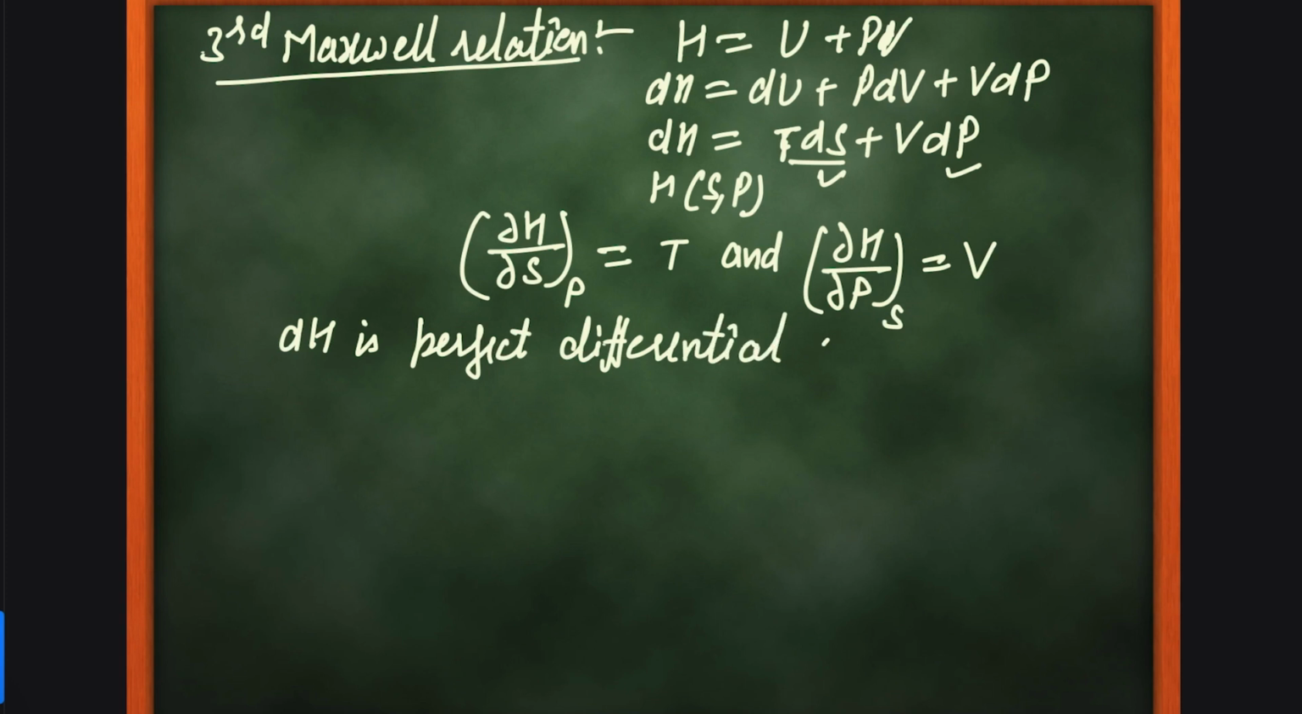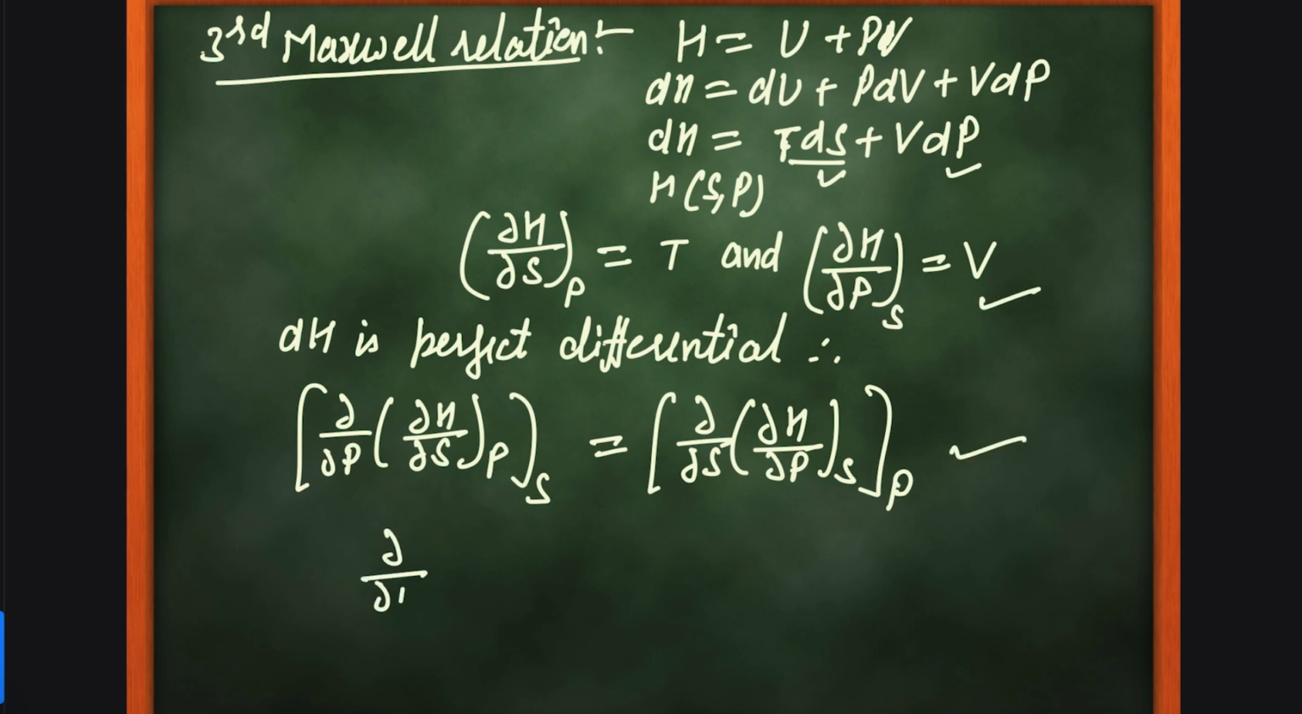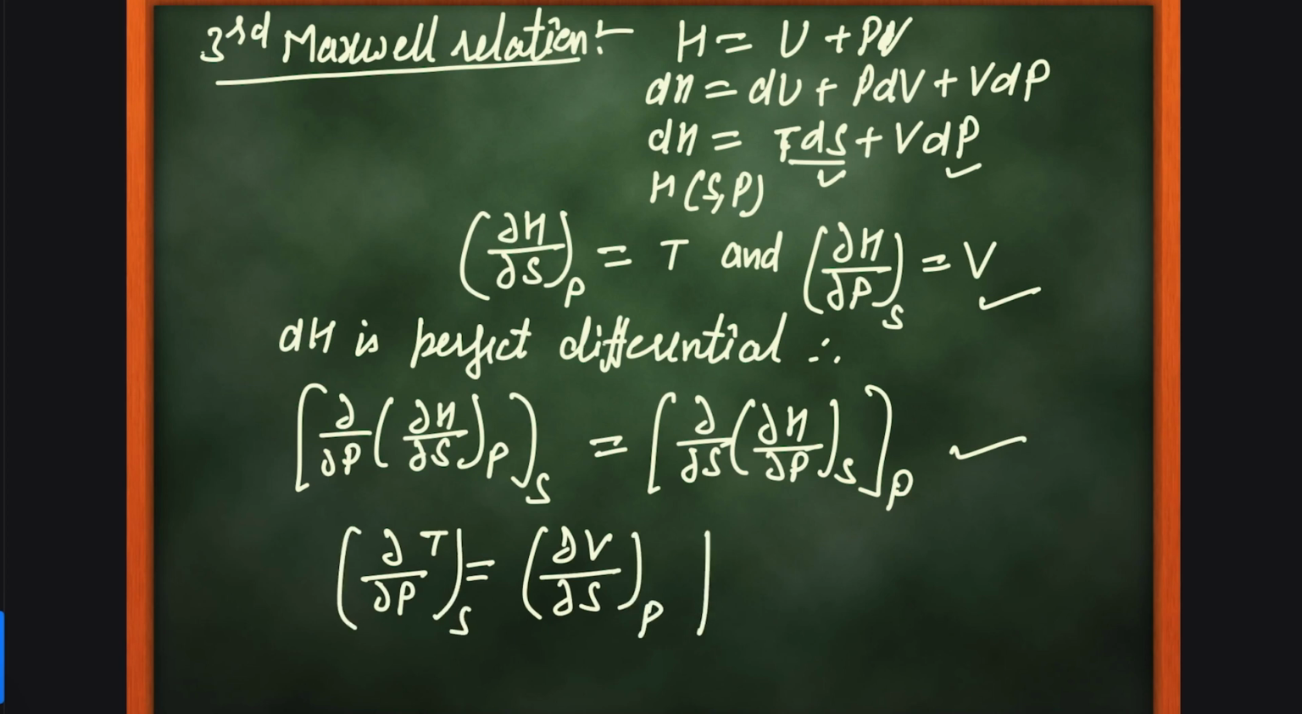It is a perfect differential. Therefore, what will we write? ∂/∂P (∂H/∂S at constant P), the whole at constant S, is equal to ∂/∂S (∂H/∂P at constant S), and this all is at constant P. On comparing these equations, what will we get? ∂/∂P of ∂H/∂S at constant pressure, which is equal to T, is equal to ∂V/∂S at constant P. This is our third Maxwell relation.